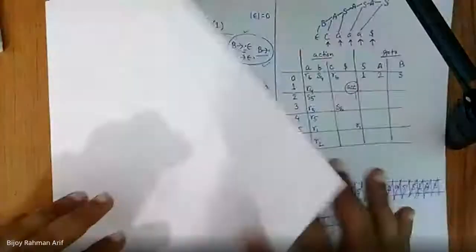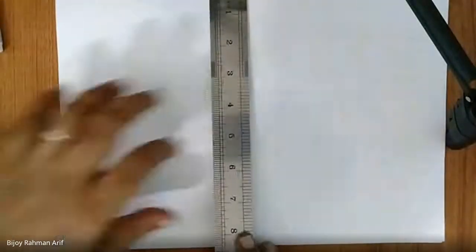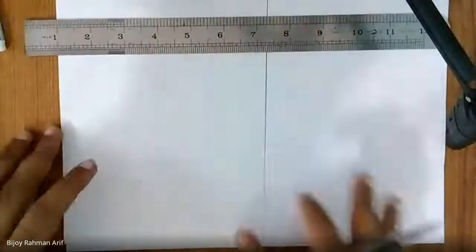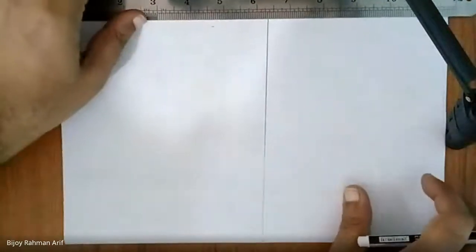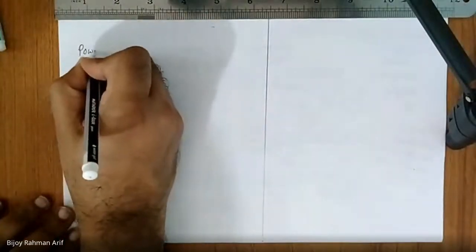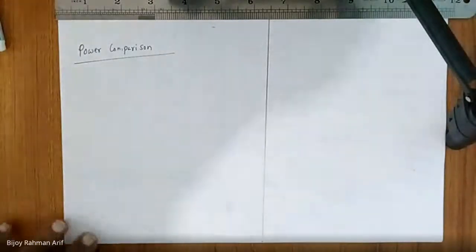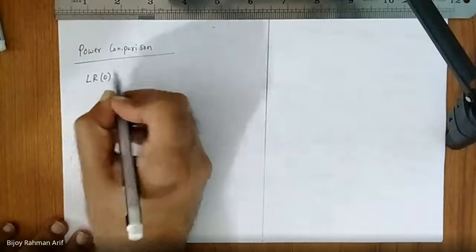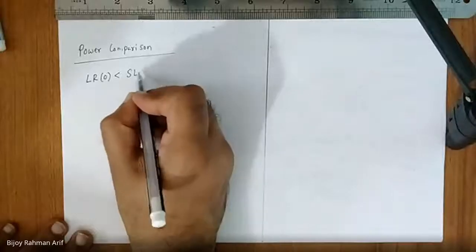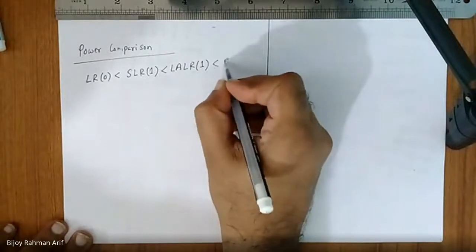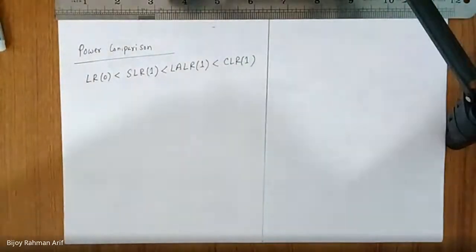That is called SDT. Oh, before that one, I have to make the conclusion. So let's make the power comparison. This is a gist. Power comparison. What is the least powerful parser in bottom up? LR0. The more powerful is SLR1. Then more powerful is LR1. And the most powerful is CLR1. What is the conclusion? Tell me. Language comparison.